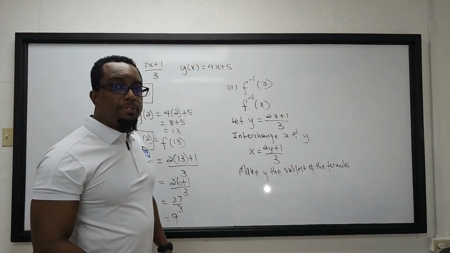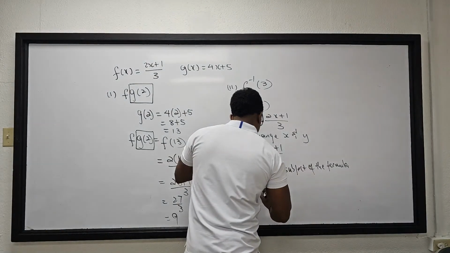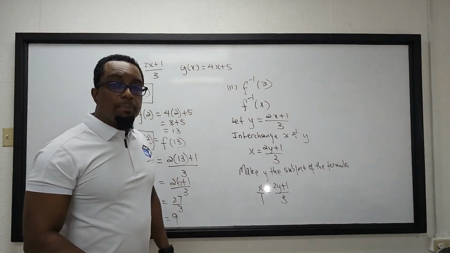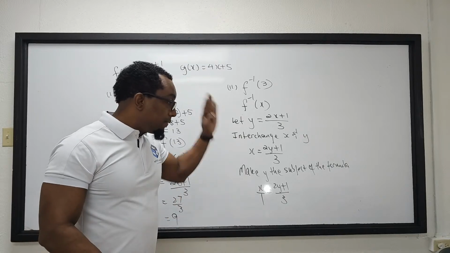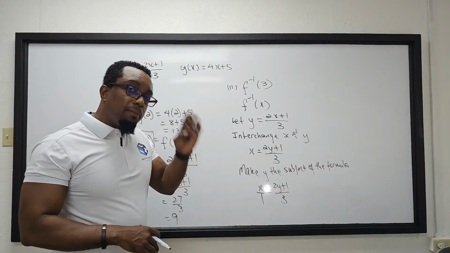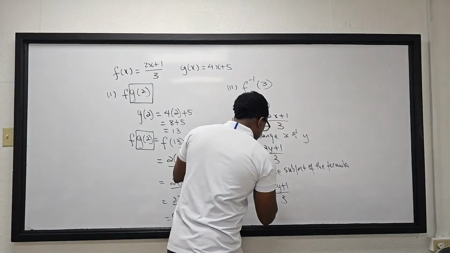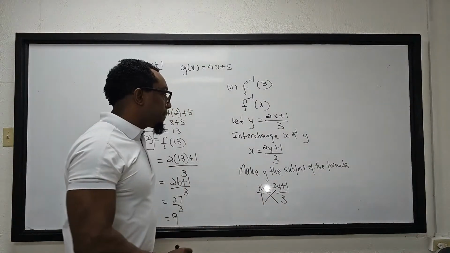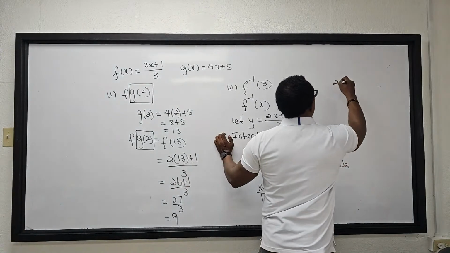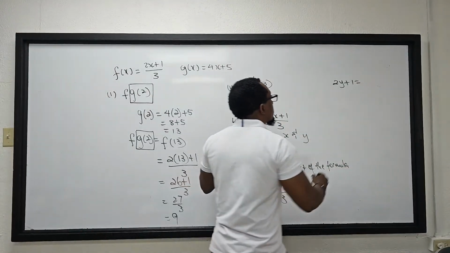So how am I going to make y the subject of the formula? Of course, I'm going to put x all over 1, equals 2y plus 1 over 3. And to make y the subject, remember you have one fraction on the left, one fraction on the right. So to remove the fraction, you can cross multiply. I'm going to multiply 1 by 2y plus 1 to give me 2y plus 1. And I'm going to multiply x by 3 to give me 3x.